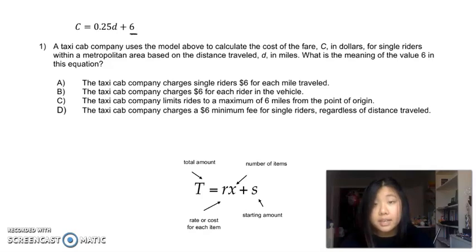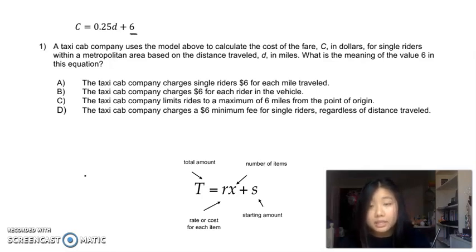For example, a taxicab company uses the model above to calculate the cost of the fare, C, in dollars for single riders within a metropolitan area based on the distance traveled, D, in miles. What is the meaning of the value 6 in this equation? Well, we can compare the equation they give versus the equation that we can use for these types of problems. If you look, they're basically in the same format, where the total amount equals the rate times the number of miles in this case, plus a starting amount. So C represents T, 0.25 is R, D is replaced with X, therefore 6 is replaced with S. So 6 represents the starting amount.